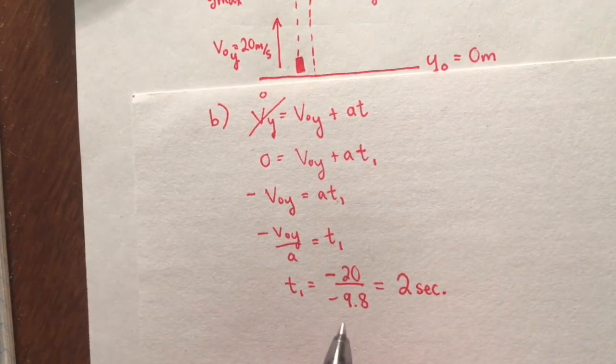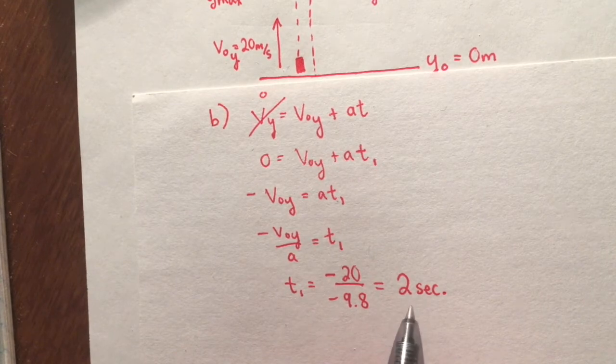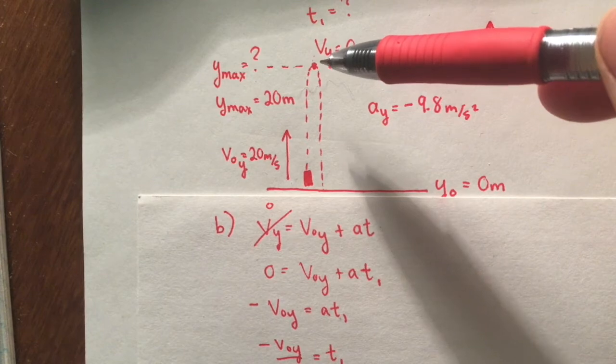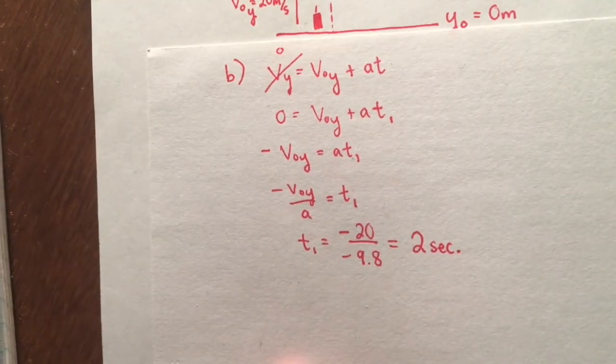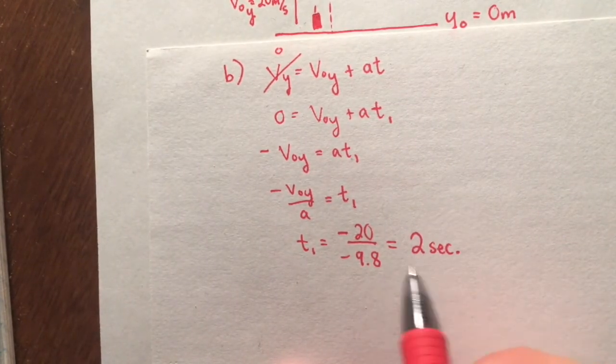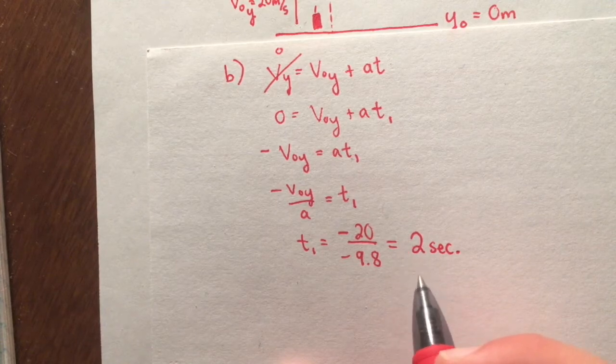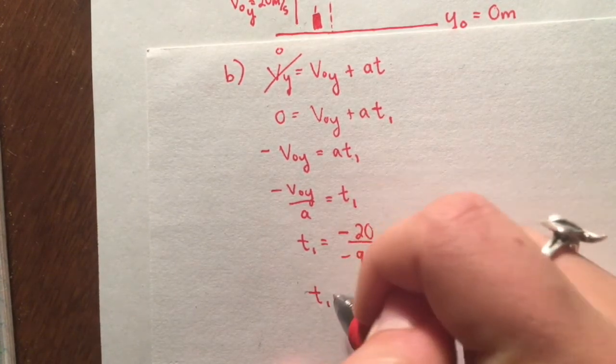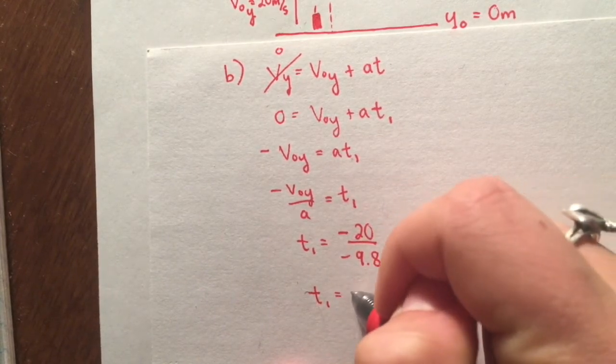Now, before I'm done, I'm going to ask myself, does this make sense? We're saying that it takes 2 seconds for the Cheeto to get from the ground to its maximum height. That sounds reasonable to me. If for some reason you had gotten a negative number, you should definitely double check your work because time is always positive. My final answer is time is 2 seconds.